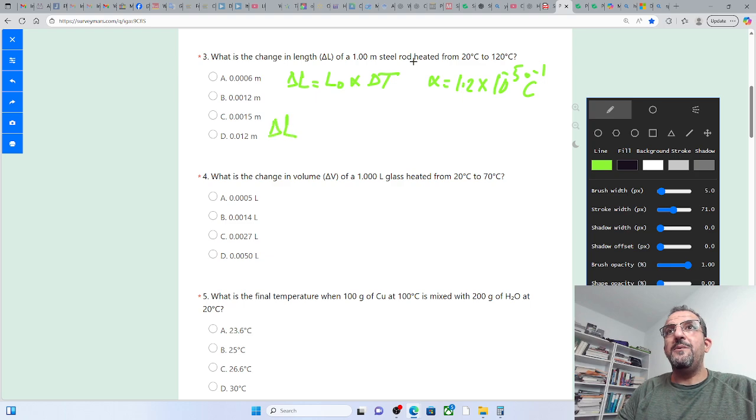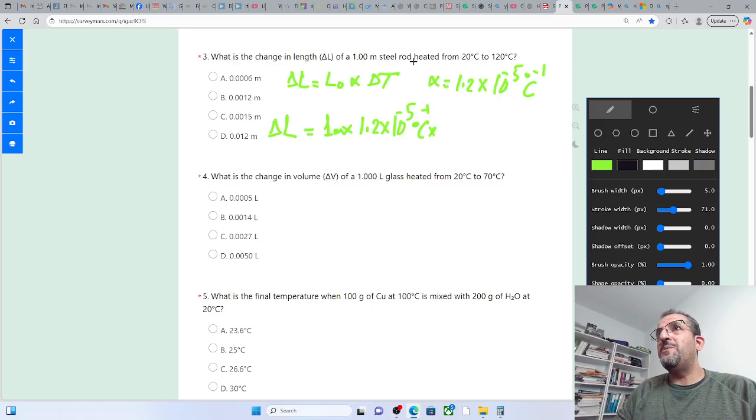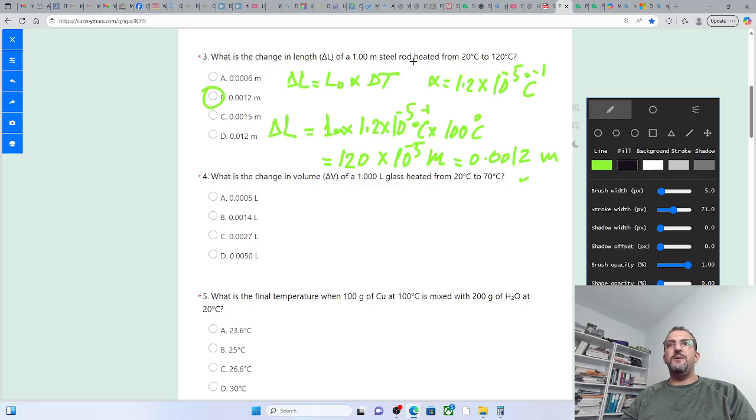So now we can do the following. Change in length is equal to 1 meter times 1.2 times 10 to the power minus 5 Celsius inverse times change in temperature, which is 120 minus 20, so that's going to give me 100 Celsius. And that's going to give you here 120 times 10 to the power minus 5 meters, which is equal to B, which is 0.0012 meters. Okay, so this is number 3.